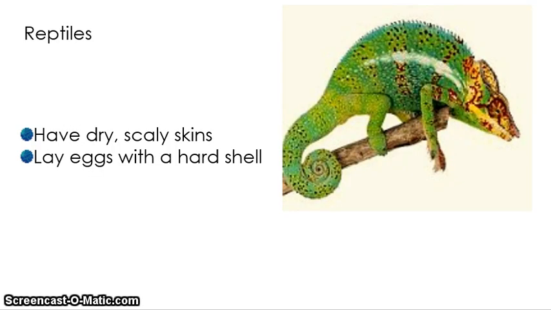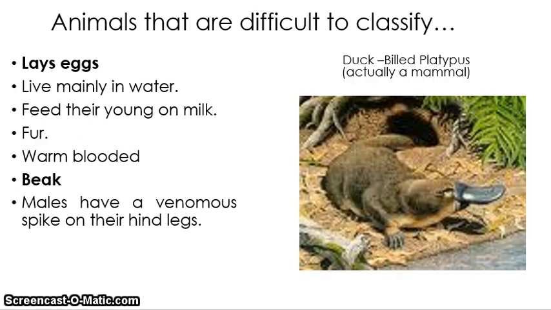Now the last group you need to know about are reptiles. And they have dry, scaly skins, and they also lay eggs, which have a hard shell. So for example, this chameleon is a reptile. So they're the 5 groups, but there are some animals that are difficult to classify.